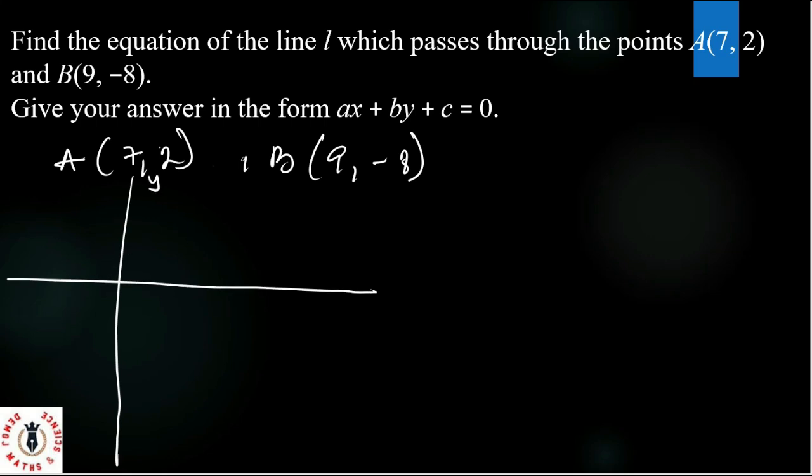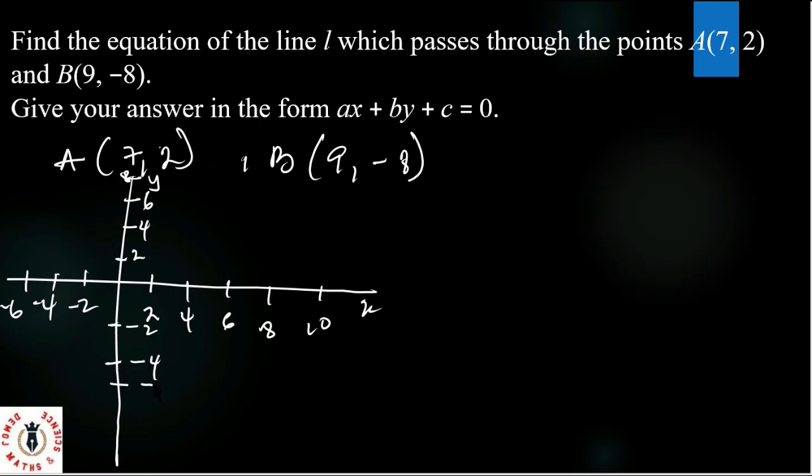If I sketch the line this way, this will be my y-axis, while here is my x-axis. Let me use the scale of 2. Here will be 2, 4, 6, 8, and 10. The negative side too, I'll have 2, 4, 6, but these are negative. For the y-axis, this will be 2, 4, 6, 8. On the negative side, we have minus 2, minus 4, minus 6, minus 8, and minus 10.